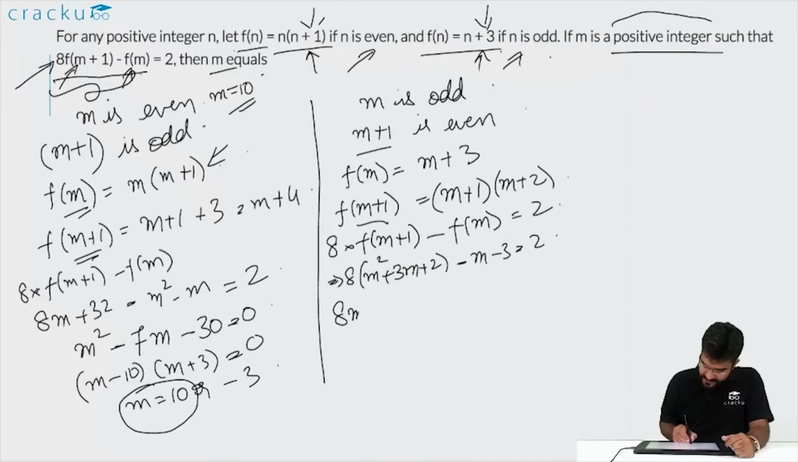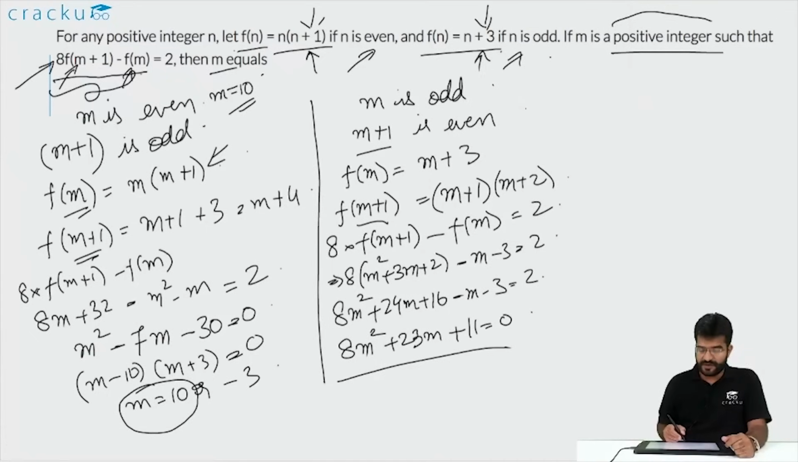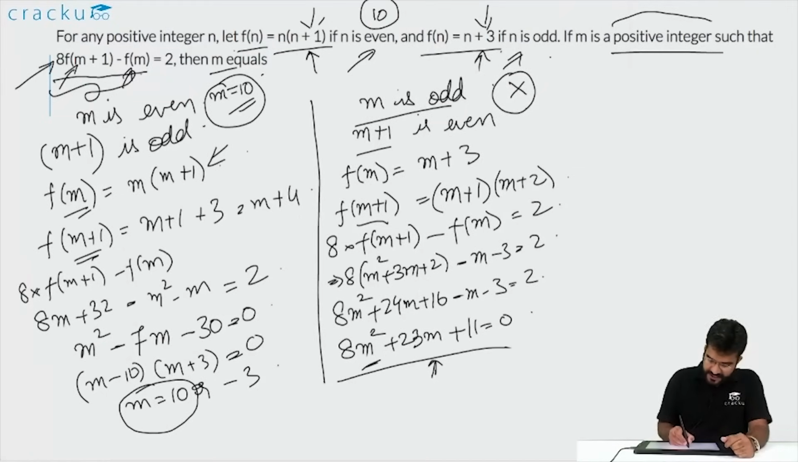If you simplify this, you are going to get 8m square plus 24m plus 16 minus m minus 3 is equal to 2, or 8m square plus 23m plus 11 is equal to 0. You can solve this quadratic equation, but you will see that the two values of m will not be positive integers. So there are no solutions in this case when m is odd. So the only solution is m equal to 10, which is the answer.